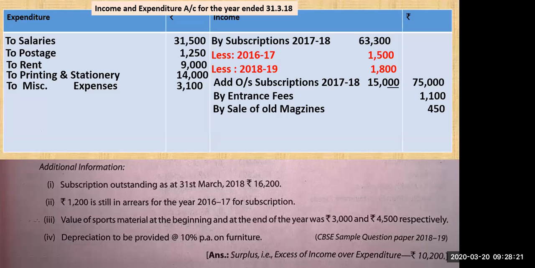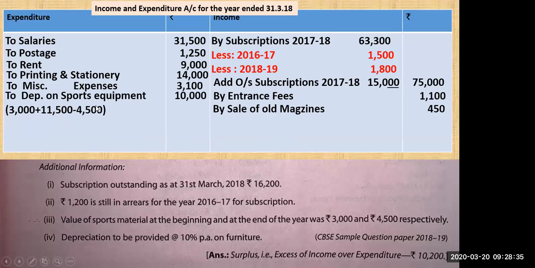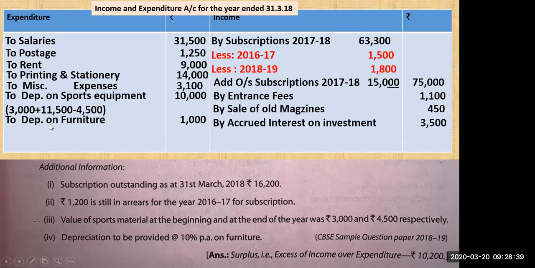Clear? Okay. Now next one is value of sports material. This will come later. Now depreciation is to be provided 10% on furniture. So to depreciation on furniture 1,000. Clear? Now come to the sports equipment part. So I told you opening stock plus purchases minus closing stock, it will be shown as expenditure.